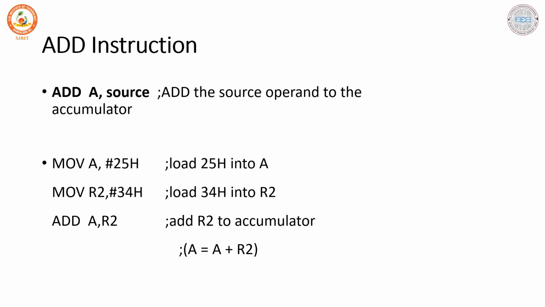Now when we talk about the addition operation, we have an instruction, as I told you, ADD A comma source, which adds the content of the source operand with the accumulator. To take an example, we have a simple program here. We are moving to the accumulator an immediate value 25H and to the R2 register an immediate value 34H. Then when we perform addition of the content of the accumulator and R2, the contents are added together and the result is stored in the accumulator, that is the destination location.